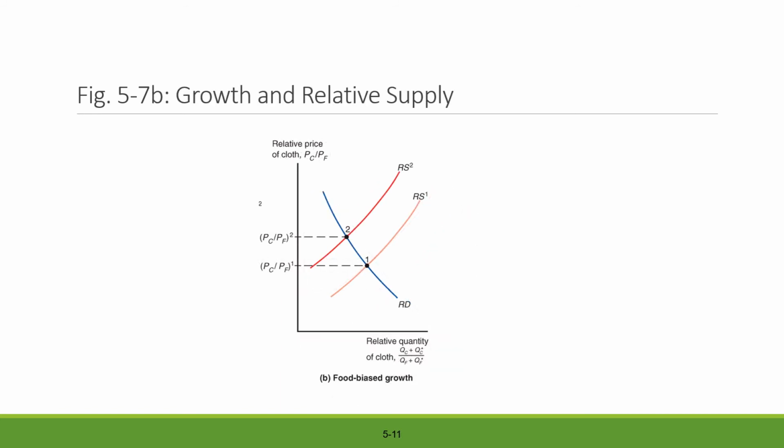This graph shows a biased increase in the food sector. So the relative supply basically will shift backwards. You know that whenever the thing in the denominator increases, the overall value decreases. So here we see that the relative price has basically decreased, because the price of food is in the denominator.